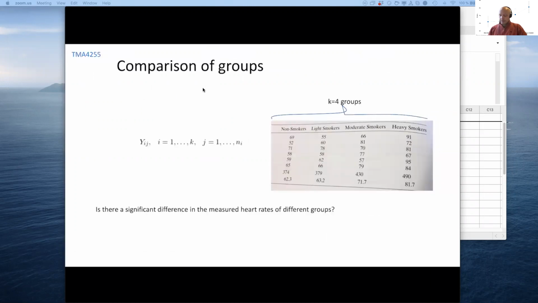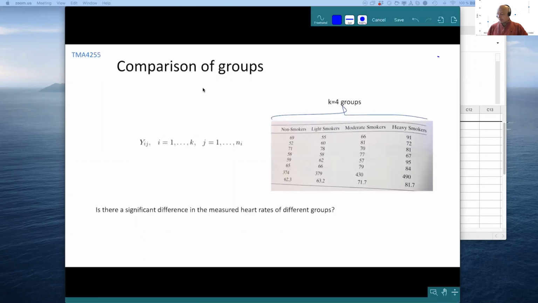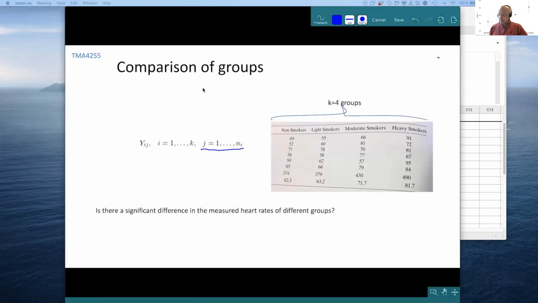Analysis of variance is a lot about comparison of group responses. And in this table, we see the heart rate response in 4 different groups, where the groups differ in smoking habits. And we will denote the response by Y_ij, where the subscript i is indicating group, and the subscript j is indicating the individual in that group. We see that this number of individuals can differ between the groups, but in most cases we will say that this number of individuals per group is the same, equal to n.